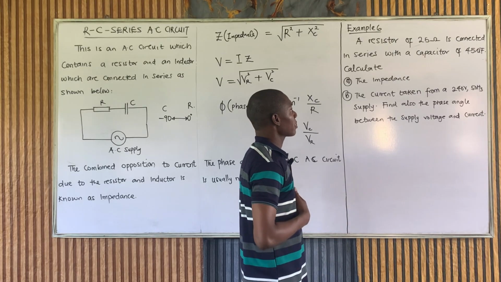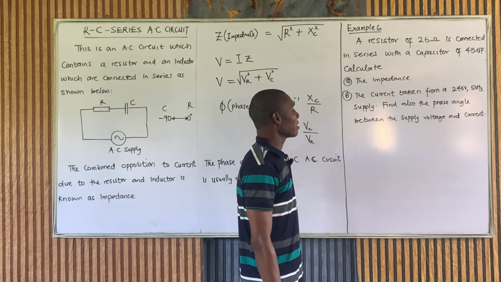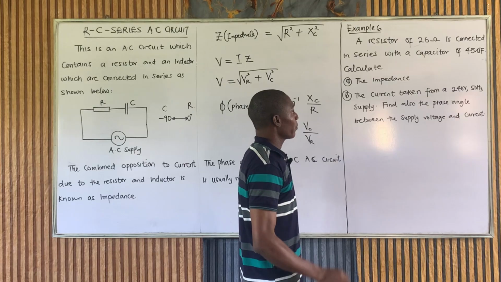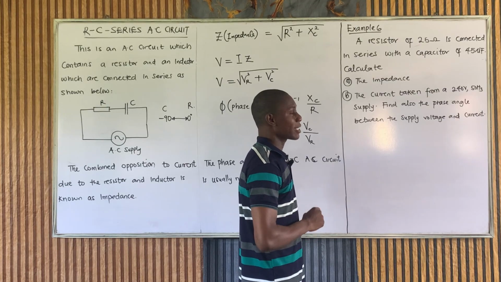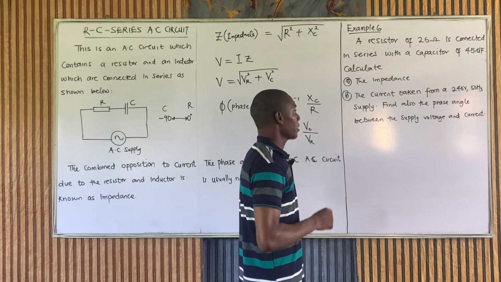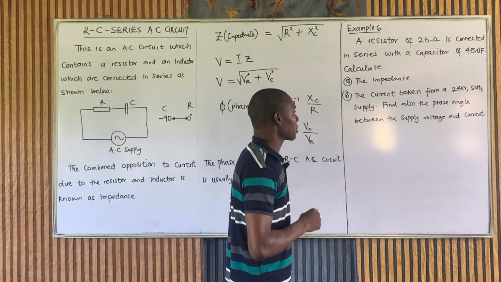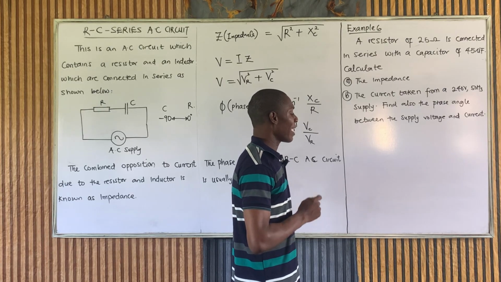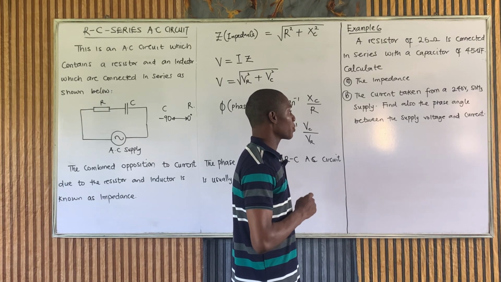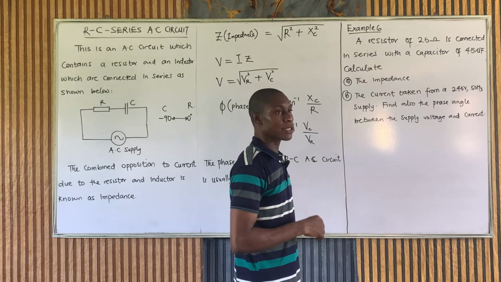Example 6. A resistor of 25 ohm is connected in series with a capacitor of 45 microfarad. Calculate A, the impedance. B, the current taken from a 240 volt 50 Hz supply. Find also the phase angle between the supply voltage and current.